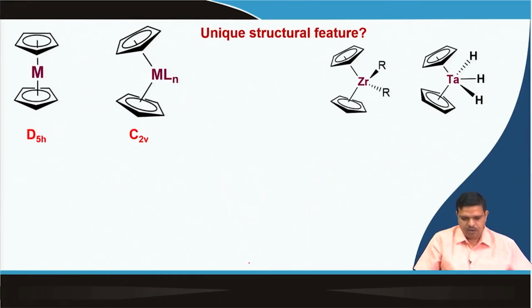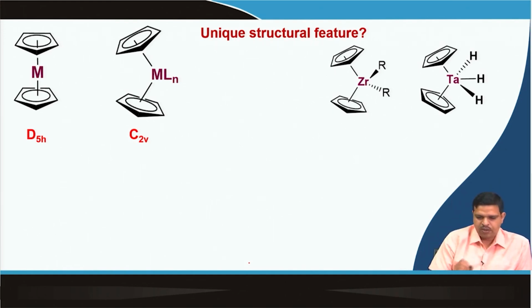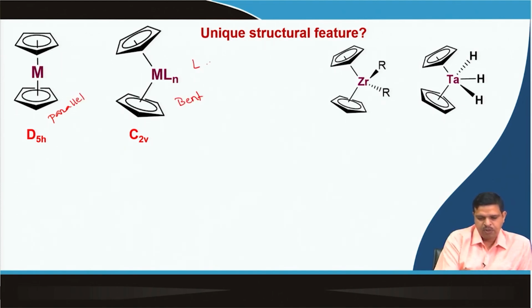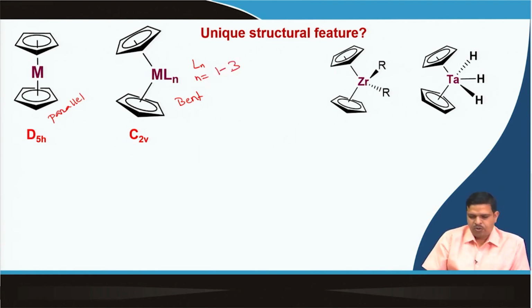Okay. Fine. Now, let us come to our main discussion today, that is, what are the unique structural features from a parallel metallocene to a bent metallocene. I am going slowly because it is very important to understand this feature. So, you see, this is the parallel and this is the bent. As I told, L may be here and n may be 1, 2, 3. So, some examples of the bent metallocene are in this category.